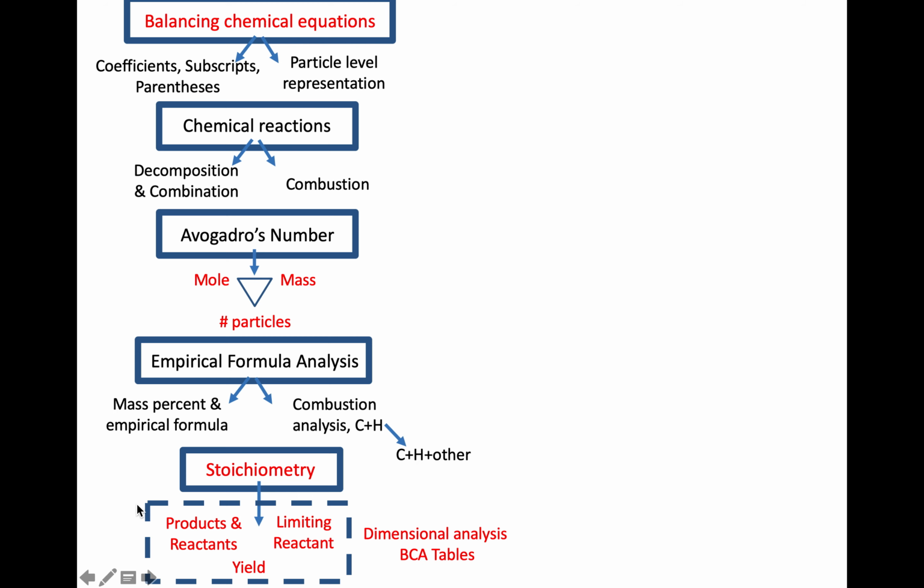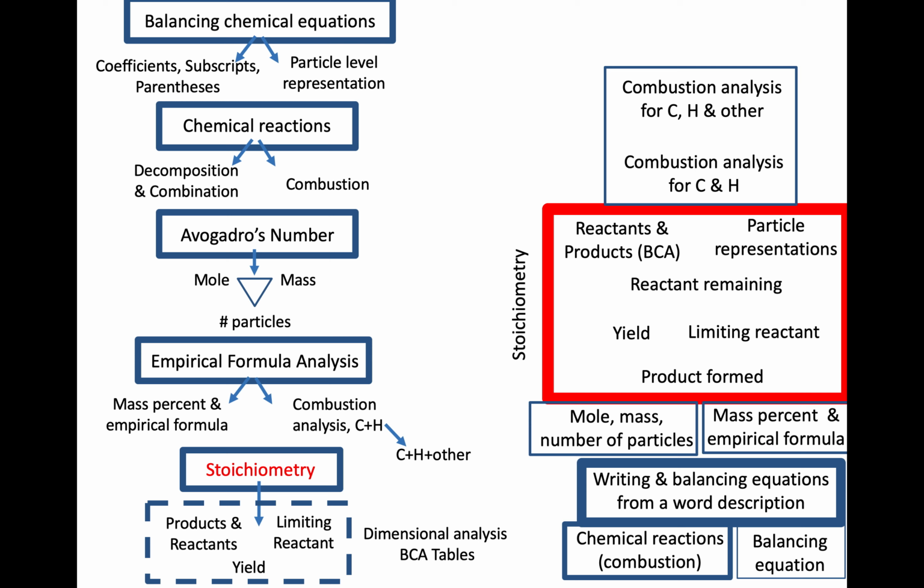There are different kinds of questions that you can address involving stoichiometry. And when we look at the different questions and skills within this chapter, stoichiometry is really paramount. It's a huge idea within this particular course, and there are a lot of different ways questions can be posed. Dimensional analysis and use of BCA tables are two ways, both will work, to solve stoichiometry problems.